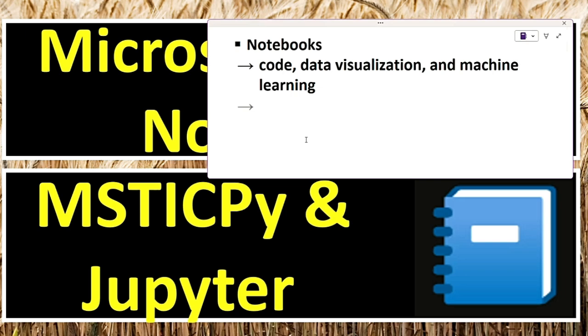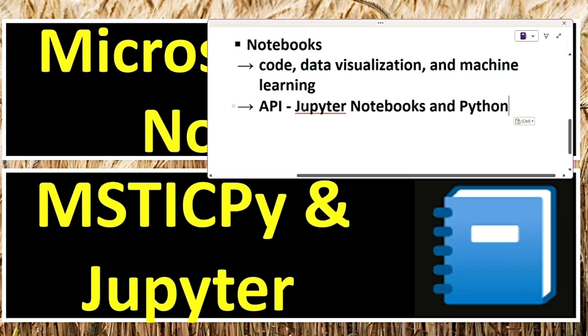Microsoft Sentinel stores a large amount of security data, and this data can be accessed through an API. And this API lets tools like Jupyter Notebooks and Python connect to Sentinel. This makes it easier to explore security data, find threats, and automate investigations.